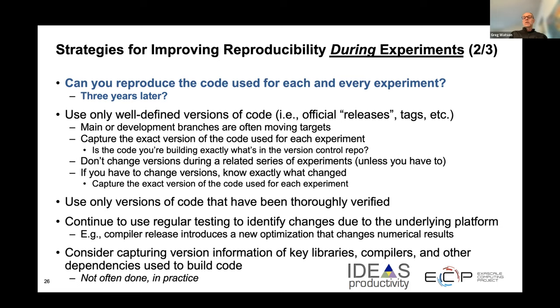Continue to use regular testing, particularly to identify changes that may happen to the underlying platform and the hardware and the compilers and so forth that may have changed over time. And try to capture that information and create that provenance in terms of the libraries and compilers and other dependencies. Not often done, but if you want to submit one of those dependencies to supercomputing, then that's the sort of information that you would need to provide.